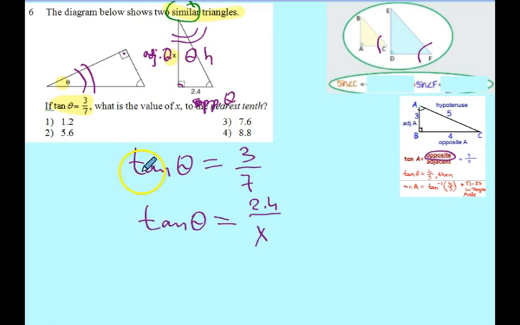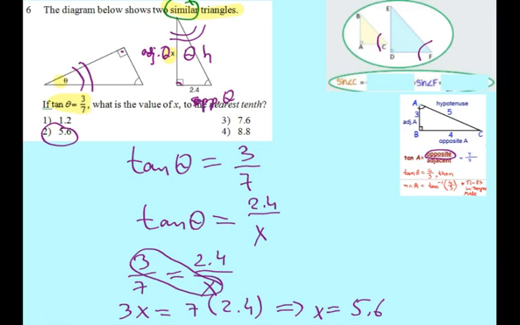So one fact comes from the triangle on the left, the other fact comes from the triangle on the right. But the truth of the matter is that they are describing tangent of the same angle. This means that they are equal. And you can continue with the ratio that 3/7 is the same thing as 2 4/10 over x, solving this by cross product. And solving this proportion will get us a result 5 6/10, choice 2.